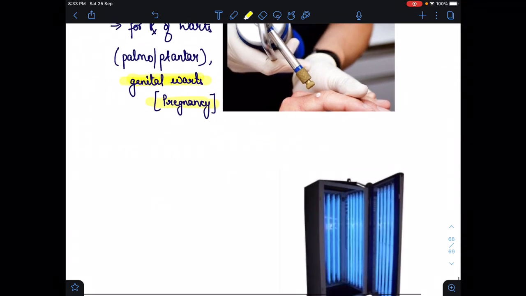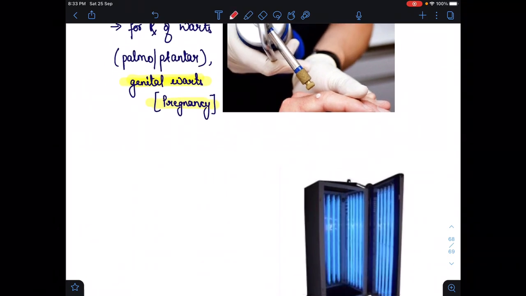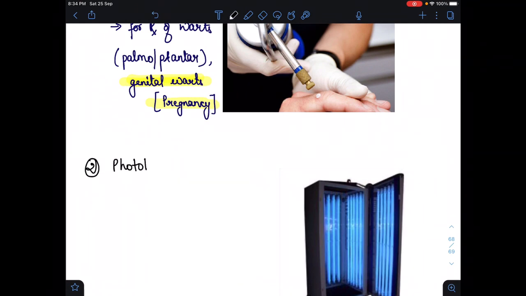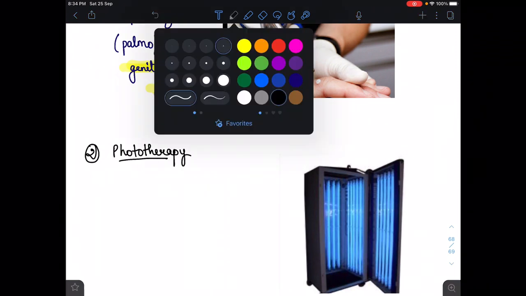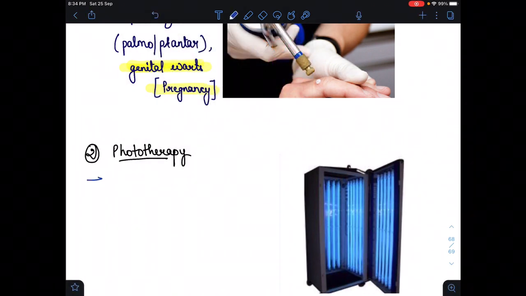Now the second one is phototherapy. Photo means light, so it is a therapy which is given by light. Where do we use phototherapy? First remember the uses of phototherapy.